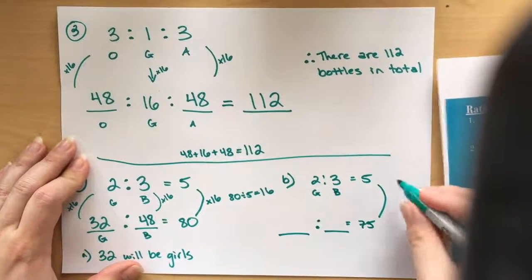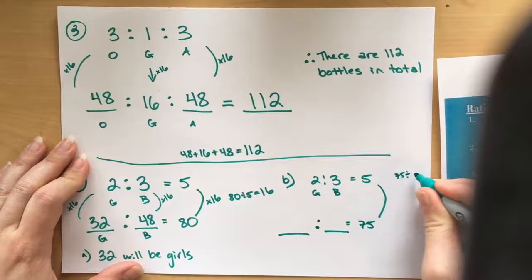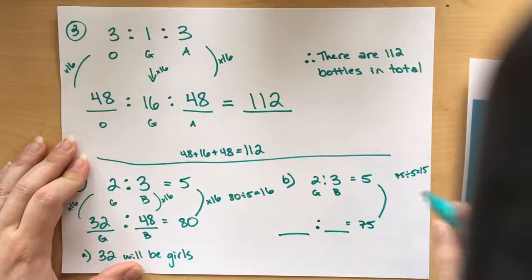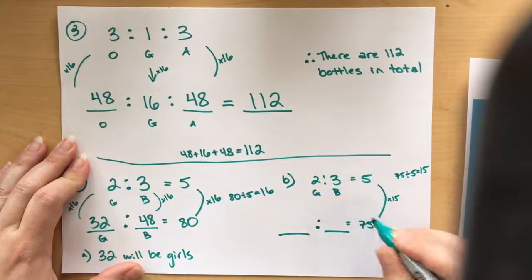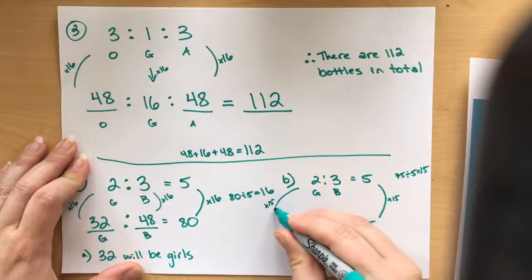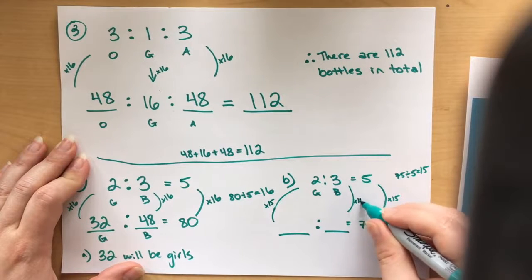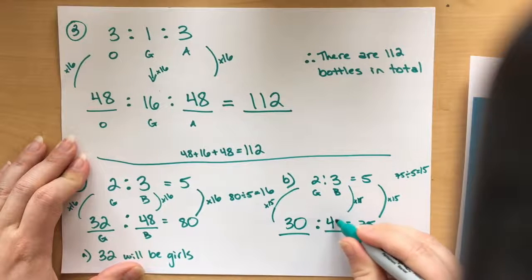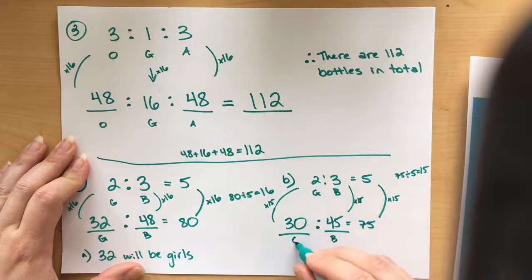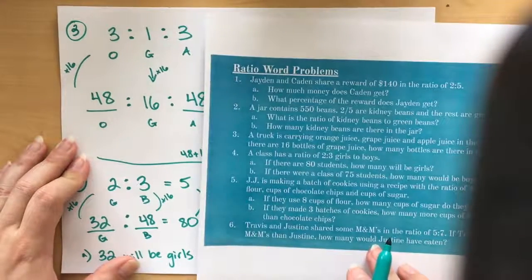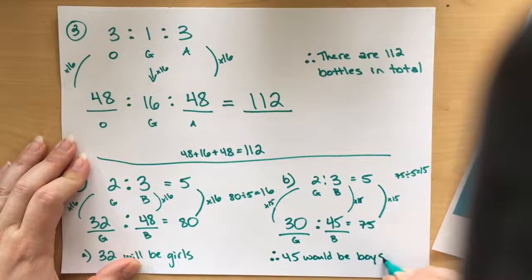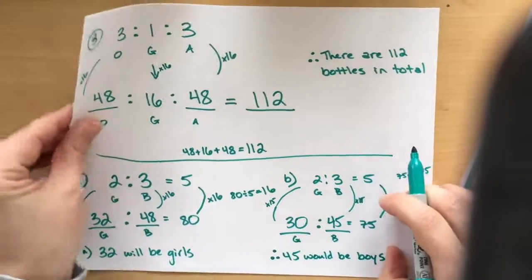Okay, so again, I'm going to do 75 divided by 5 to get the scale factor, and in this case now it's 15. So 5 times 15 gets me to 75. 2 times 15, 3 times 15. 2 times 15 will be 30. 3 times 15 will be 45. That represents the girls, that represents the boys. And the question is asking how many then would be boys. So therefore, 45 would be boys. Okay, so that's question 4.